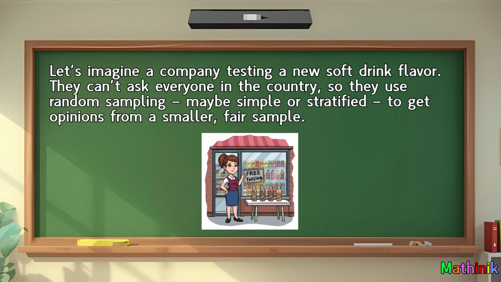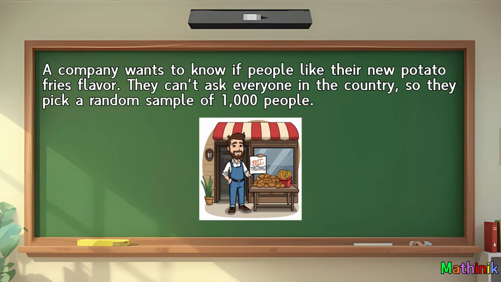Let's imagine a company testing a new soft drink flavor. They can't ask everyone in the country, so they use random sampling, maybe simple or stratified, to get opinions from a smaller, fair sample. Another example. A company wants to know if people like their new potato fries flavor. They can't ask everyone in the country, so they pick a random sample of 1,000 people. That smaller group helps them predict what most people think.